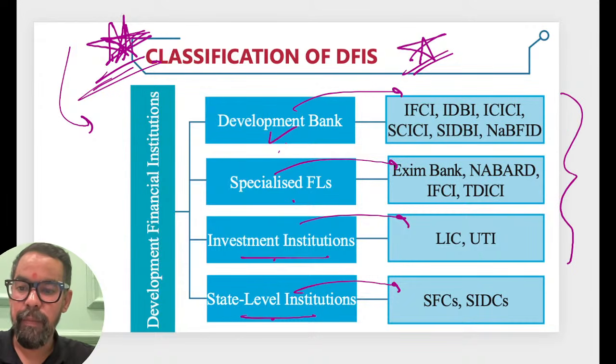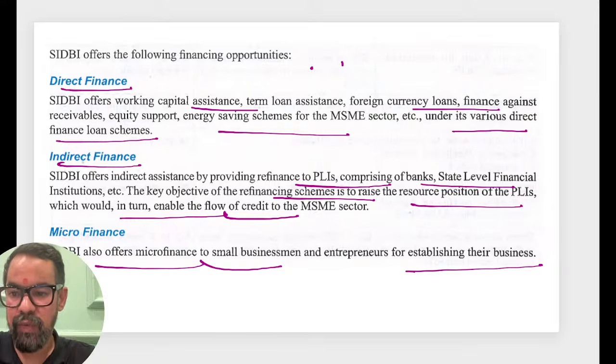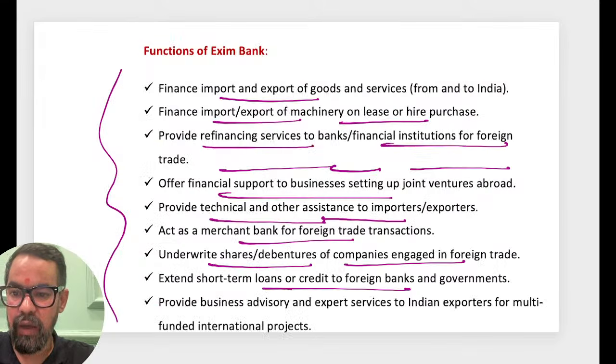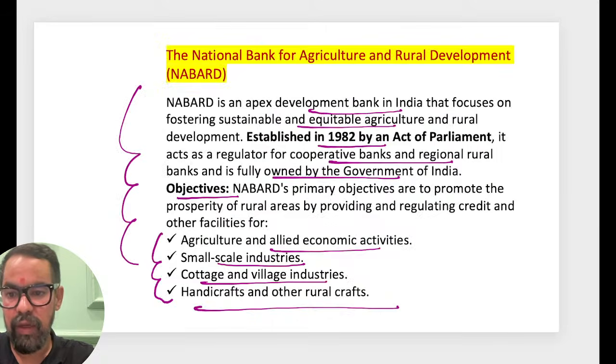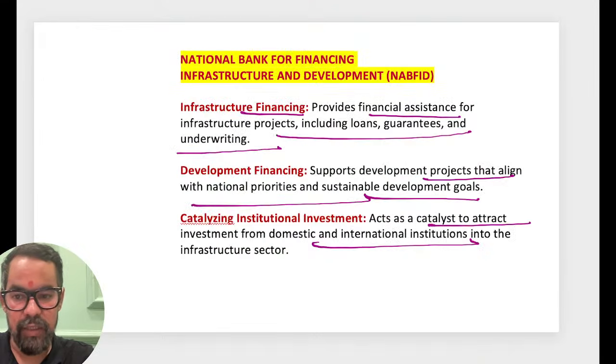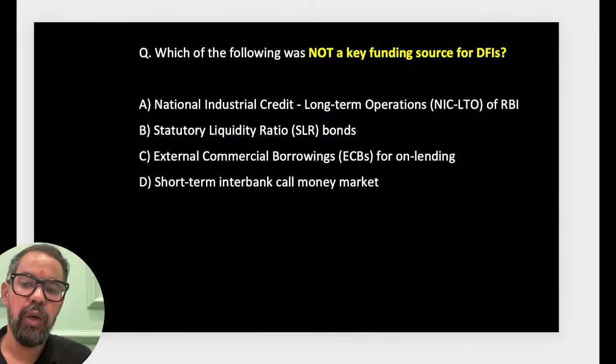Apart from this, the overall areas are NABARD, functions of NABARD and others, SIDBI, then EXIM and the services of EXIM, then NABARD again. Apart from NABARD, we have NaBFID, the last one. So let's discuss with the help of questions also.